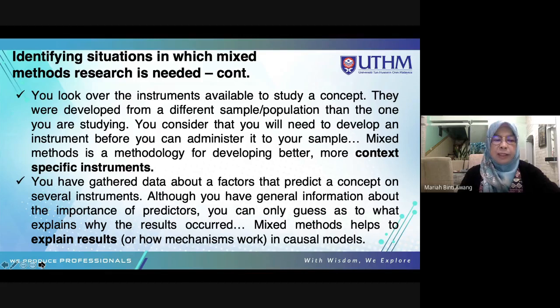And third situation, you are getting data about factors that predict a concept on several instruments. Although you have general information about the importance of predictors, you can only guess as to what explains why the results occur. Mixed methods helps to explain results or how mechanisms work in a causal model.